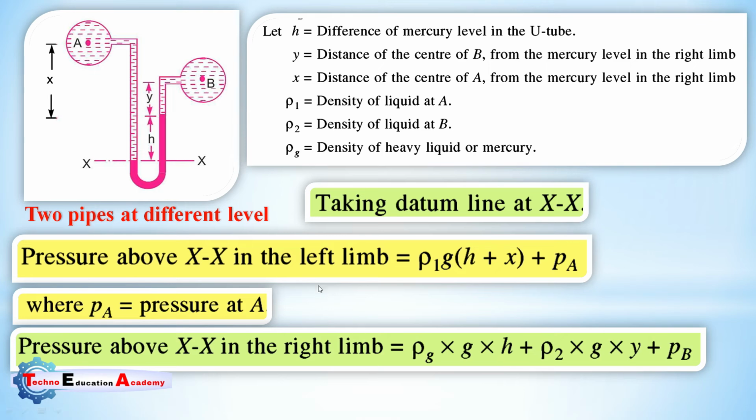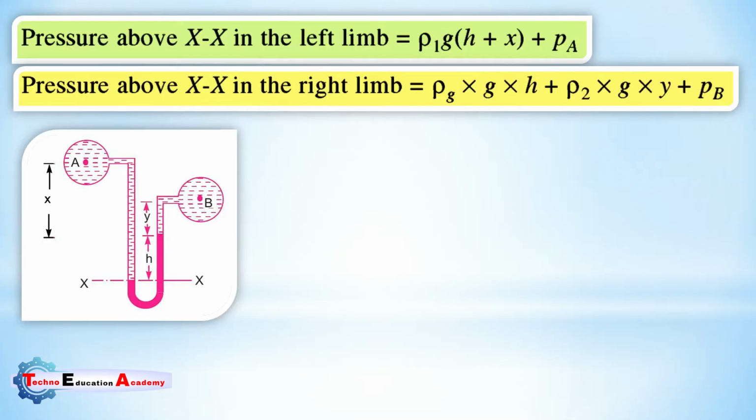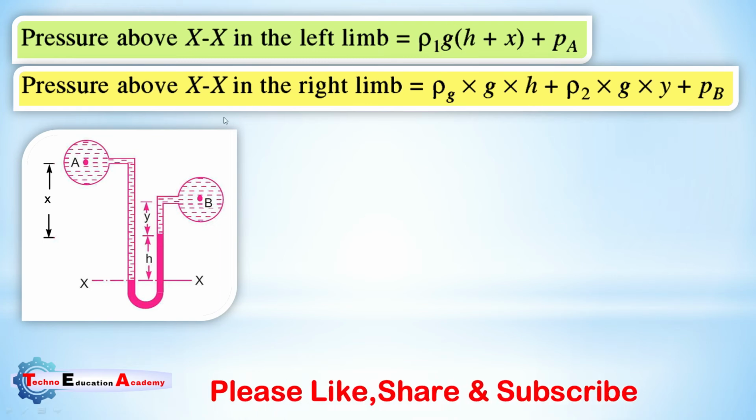So pressure due to the height column of heavy liquid is rho g h, plus pressure due to the height column of light liquid. Light liquid height is y, and its density is rho 2. So plus rho 2 g y, plus pressure at point B is Pb, where Pb is the pressure at point B. We have already derived these two equations in the previous slide: pressure in the right limb and pressure in the left limb.